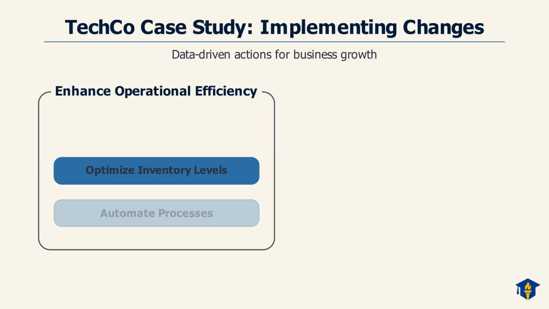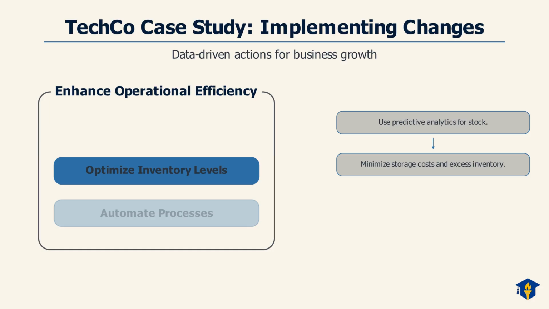TechCo also focused on enhancing its overall operational efficiency. A key action was to optimize inventory levels to prevent overstocking. This involved using predictive analytics to manage stock more effectively. The goal was to reduce storage expenses and avoid excess inventory.